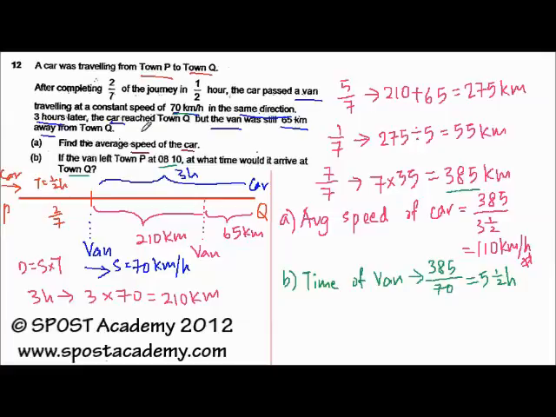So if he started off at 8:10, the time he will reach is 8:10 plus 5 hours and 30 minutes, and we would get 13:40, which means that the van would reach at 1:40 p.m.